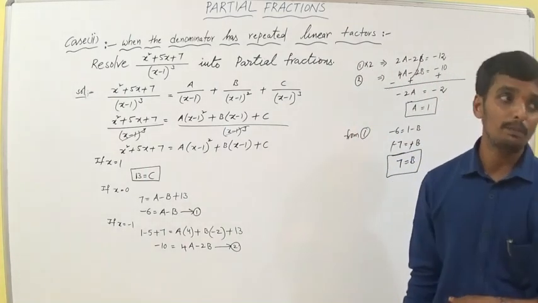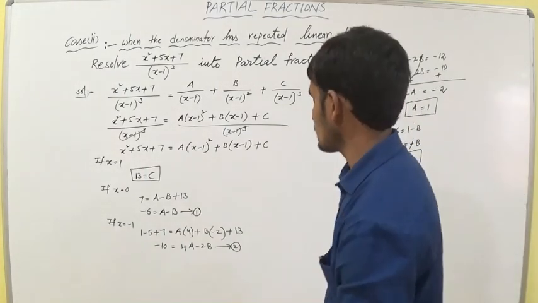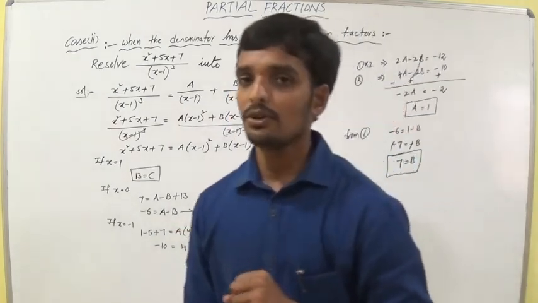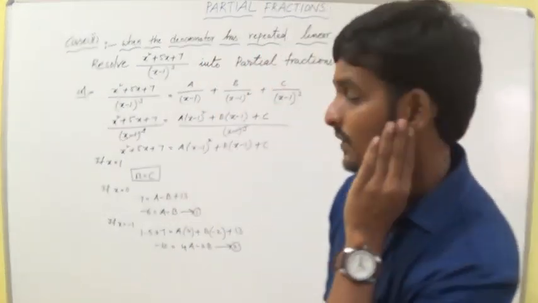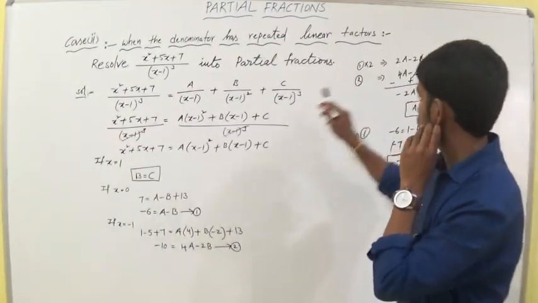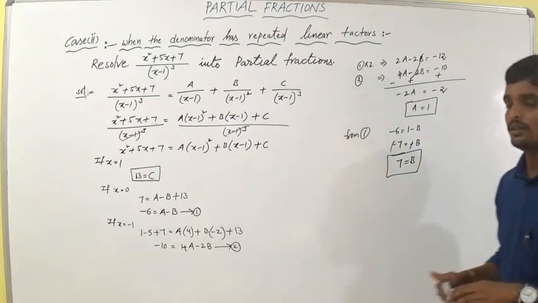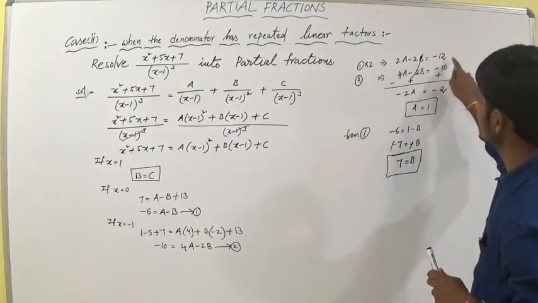We have to cancel b. The first equation has only one b. The second equation has two b's. So if you multiply the first equation by 2, b becomes 2b. With the second equation's 2b, both will be cancelled. That's why 2a minus 2b is equal to minus 12.